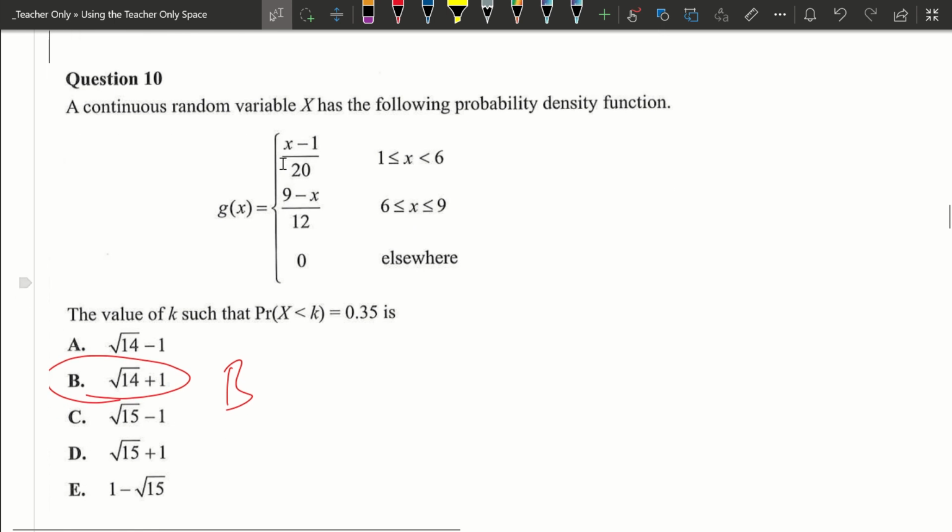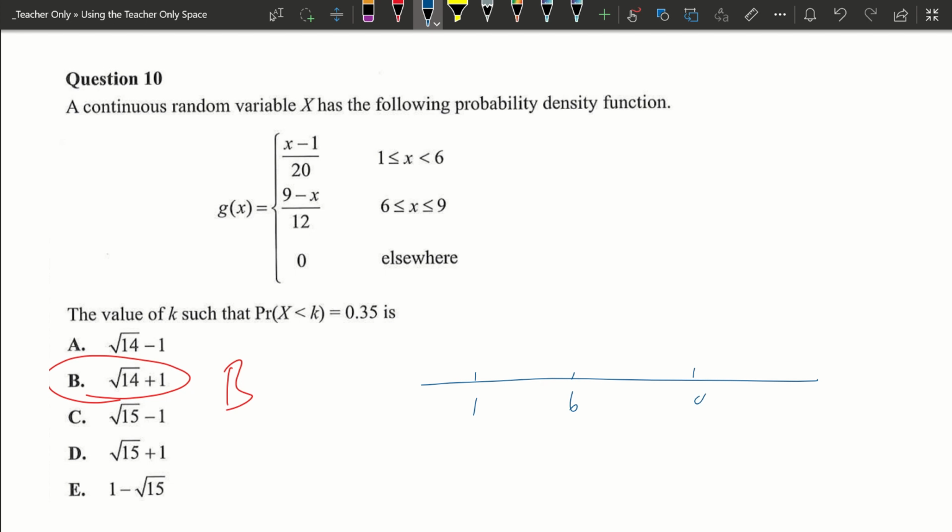Okay, question 10. A continuous random variable x has the following density function, hybrid function again. Find the value of k such that the probability of x less than k is 0.35. First thing I did was notice you basically have two parts, from 1 to 6 to 9, and then you have some function like this, and you need a k value where if x is less than that, the area under the function is 0.35.